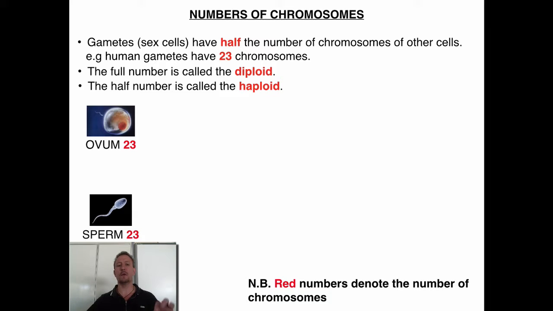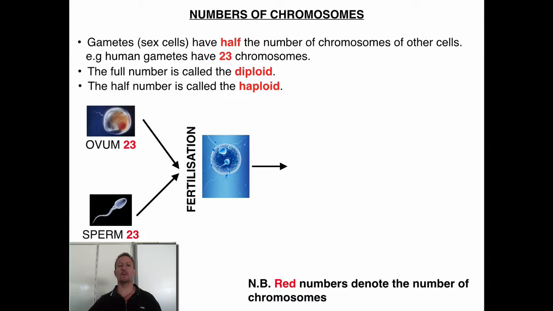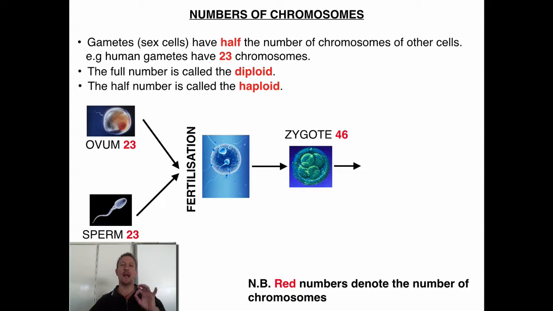So the ovum and the sperm come together. And at that point, we get fertilization. At fertilization, we produce the zygote. Now, the zygote basically has 46 chromosomes because you've got 23 coming from the female nucleus, 23 coming from the male nucleus. They come together, 23 plus 23 makes 46. 46 can be split to 23 pairs. And this is where we get that sharing.